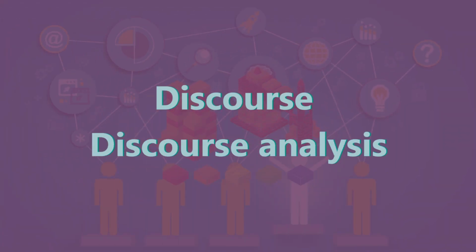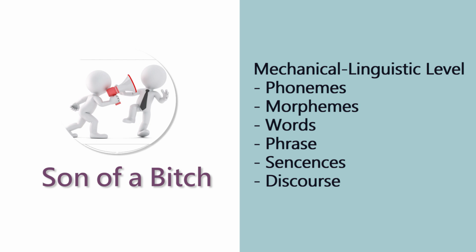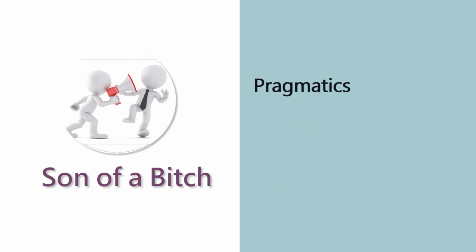And there is actually a branch of linguistics which is dedicated entirely to the analysis of discourse, and surprise, surprise, it's called discourse analysis. Therefore, language functions at a mechanical, you could say linguistic level, starting from phonemes and going all the way up to discourse. But again, at none of these levels should the phrase son of a bitch be interpreted as an insult unless there is something else beyond that linguistic interpretation or linguistic structure. And that's the topic of today's video, which is pragmatics.